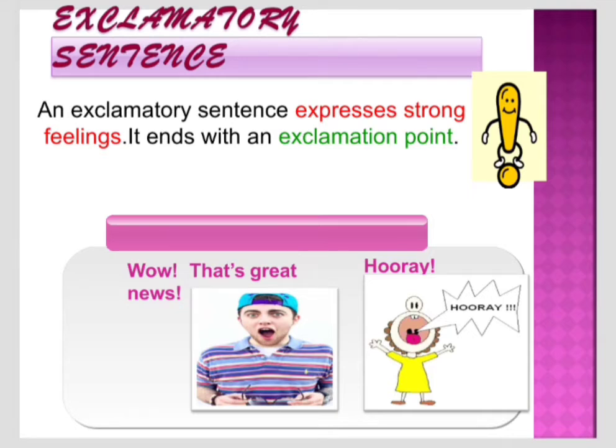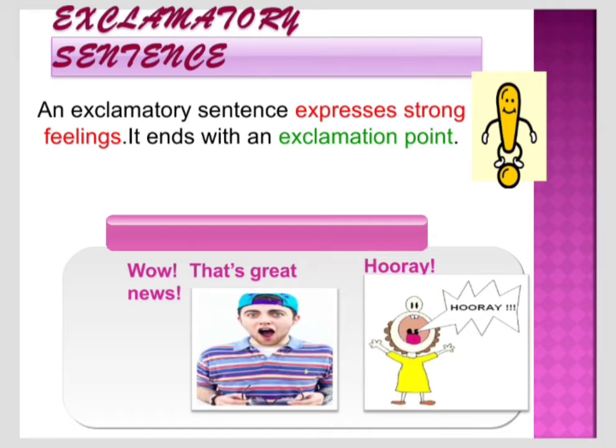Exclamatory sentences are the sentences which express strong feelings or emotions, in which we express our feelings. And you have to remember that an exclamatory sentence always ends with an exclamation mark. For example, wow, that's great news. Hooray, you have done well. Or we won. Hooray, we won. So all these are exclamatory sentences in which a person is expressing feelings.